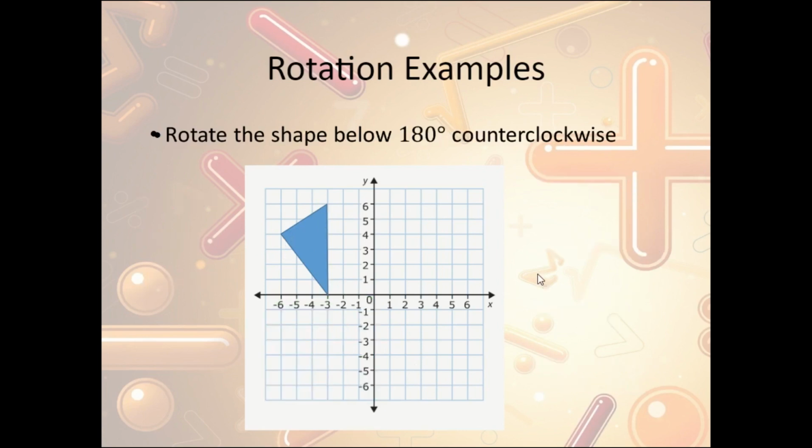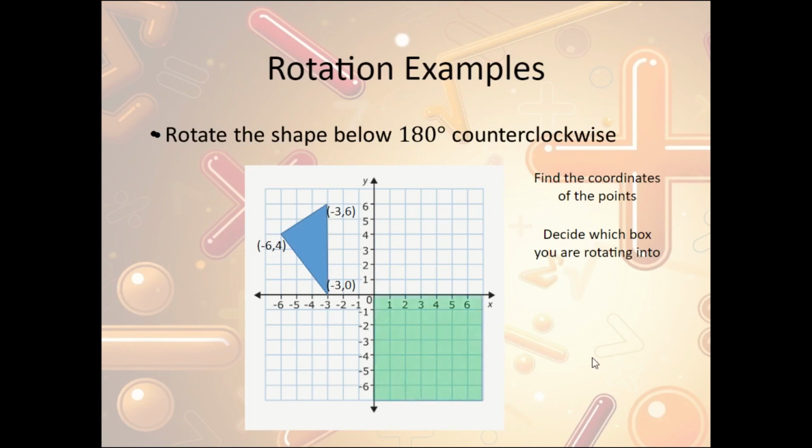Now, what about 180 degrees counterclockwise? Well, again, we write out the coordinates. The coordinates are exactly the same as before. So now we decide which box we're rotating into. We're going counterclockwise, and it's 180 degrees, so we're moving 2 boxes this time. So 1, 2. So we're over here.